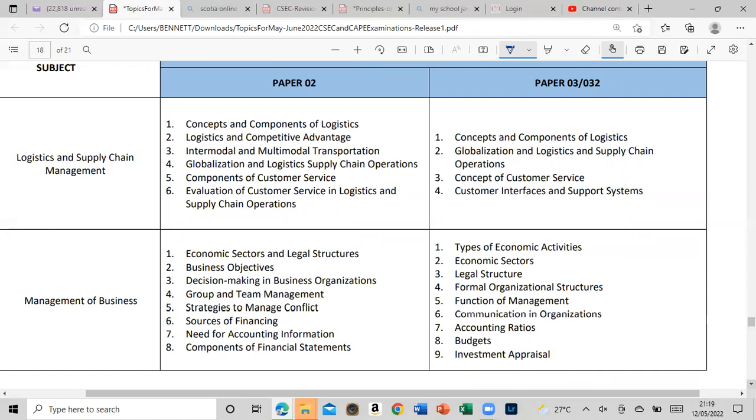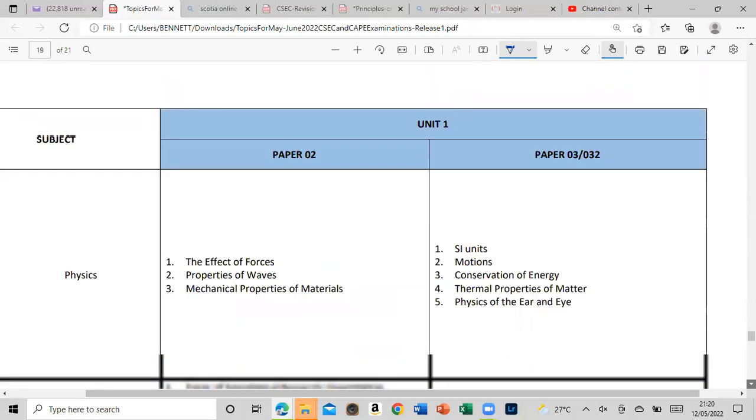And for paper 03 or 032, types of economic activities. That's 1, economic sectors. 2, legal structure. 4, formal organizational structures. 5, functions of management. 6, communication in organizations. 7, accounting ratios. 8, budget. And 9, investment appraisal.